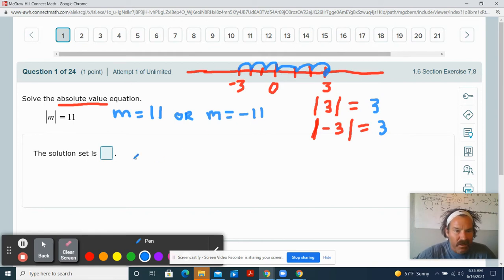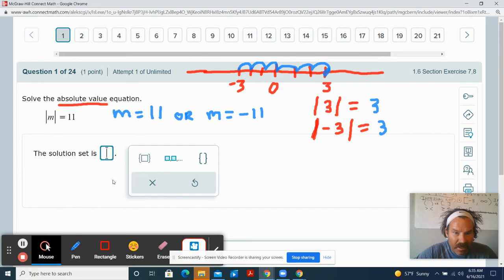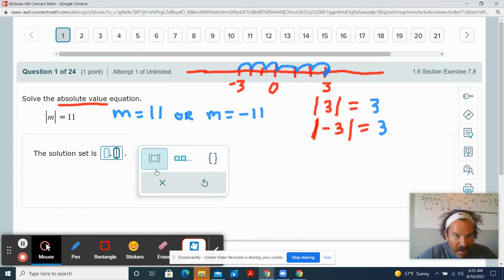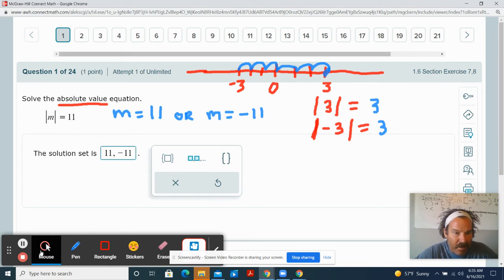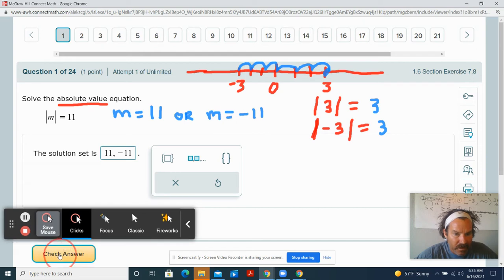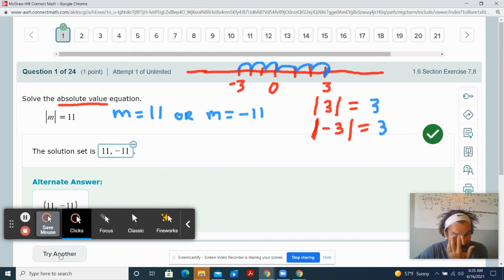When we write the solution set here, it's going to ask you probably to separate it with a comma. Here it is right here. So we're going to click this box here, and we're going to put 11 here, and we're going to put -11 here. Okay, and I can check my answer. Just remember absolute value: two different equations or two different answers.